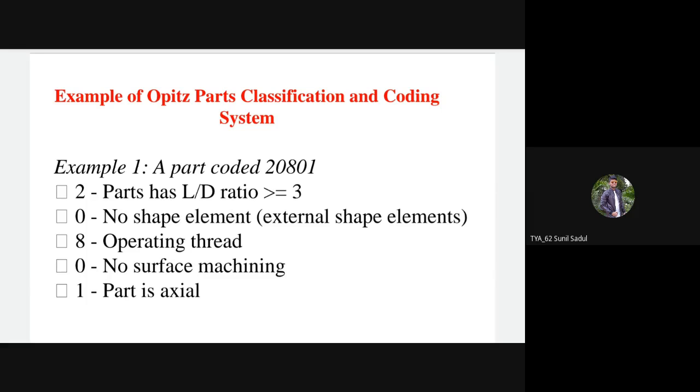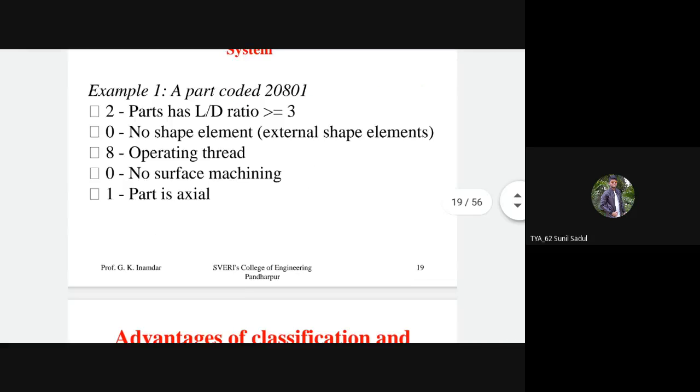The first digit shows the part length and diameter ratio. The second shows the external shape. The third shows different types of threads. Then no surface machining. The fourth digit shows the machining process, and the last shows the axial or whatever manufacturing process there will be. This is one example of an optics part we have taken.